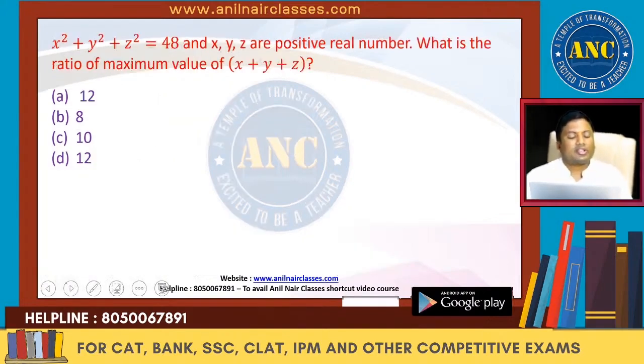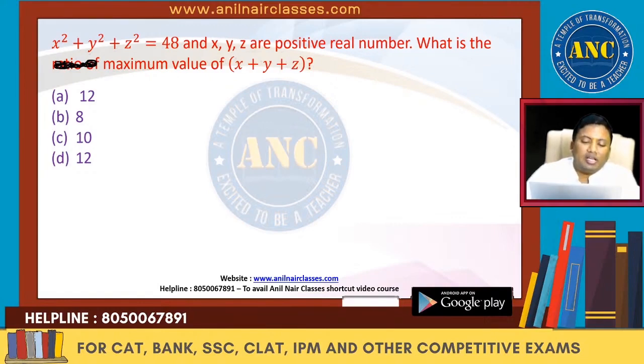Next one: x square plus y square plus z square equivalent to 48. What is the maximum value of x plus y plus z? This problem can be solved in 3 methods. Method number 1.